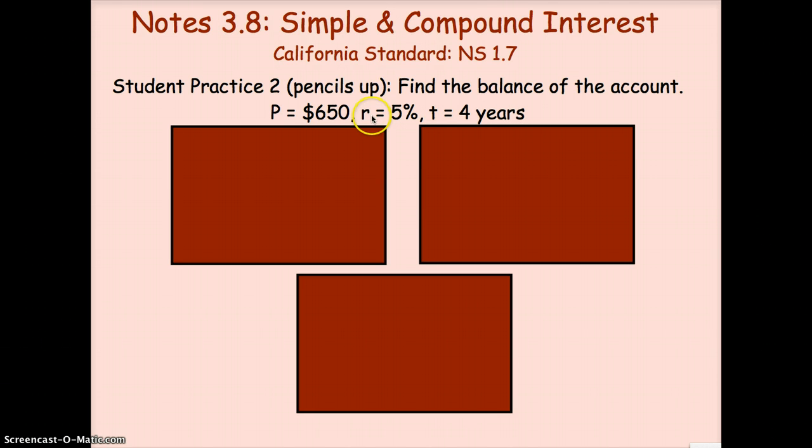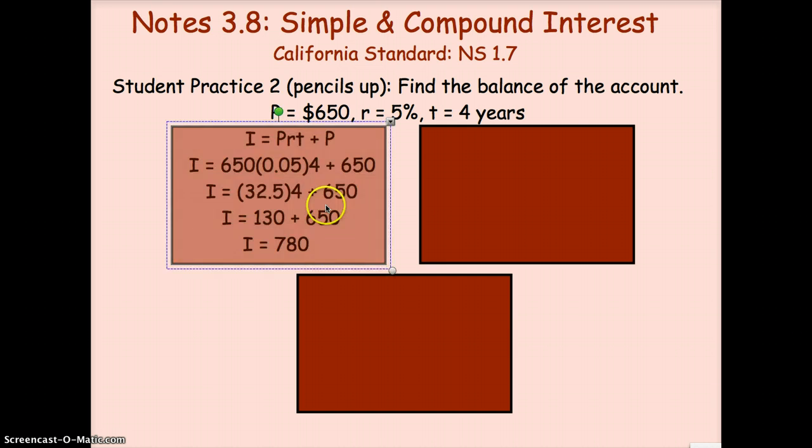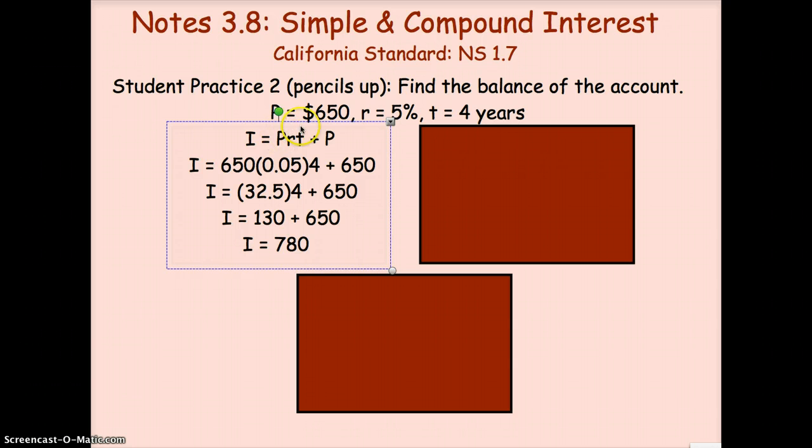Okay, what I've got here is a few problems where you could really solve it two different ways. Principal, rate, and time. For finding that account balance, we can use our formula for account balance, or we can use a simple interest formula and just add on the original, the principal, at the end. So if I use my initial formula and add on the principal at the end, I do my multiplication, multiplication, multiplication, and then I add that to 650 to find a total of 780.